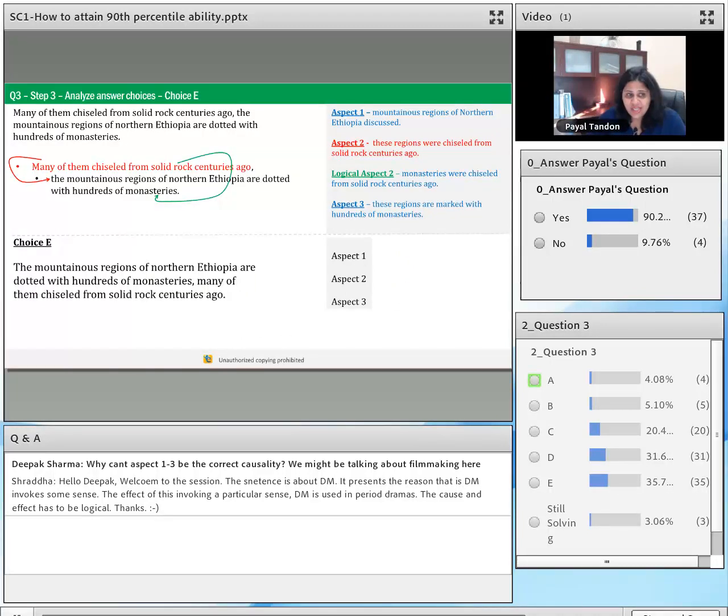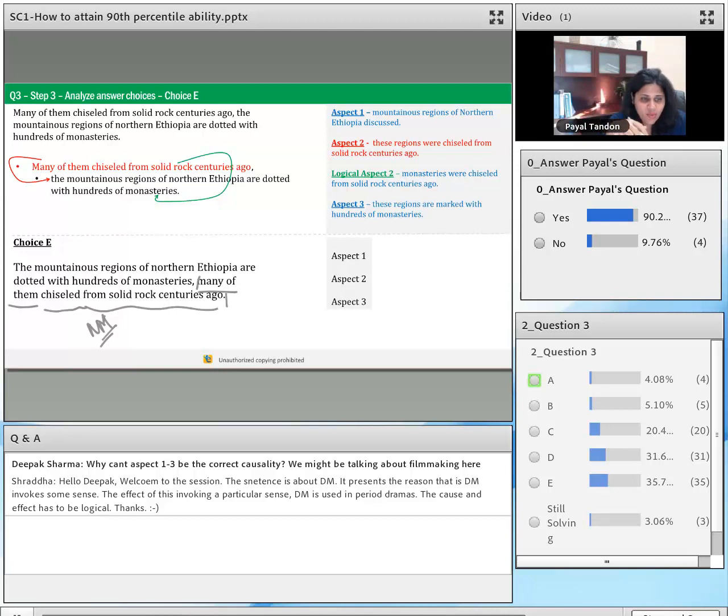Okay. Look at choice E. The mountainous regions of northern Ethiopia are dotted with hundreds of monasteries, many of them chiseled from solid rock centuries ago. Now, what is this over here? Many of them chiseled. This acts as a noun plus noun modifier. Many of them is the noun part here, which is also a pronoun. Chiseled from solid rock centuries ago is the noun modifier part. If you don't understand this construct, you should go through the noun plus noun modifier concept files, which are there in the modifier files.